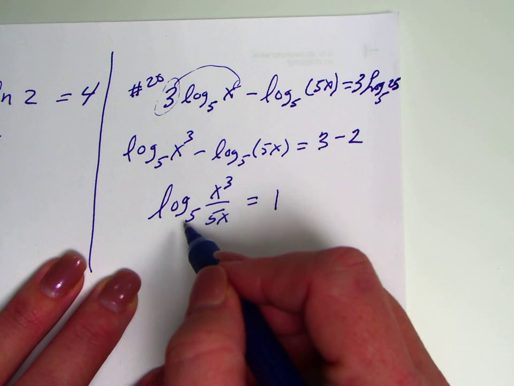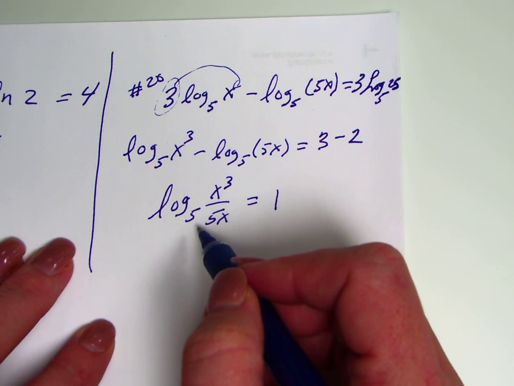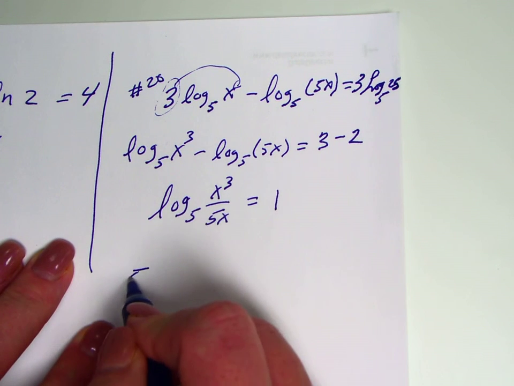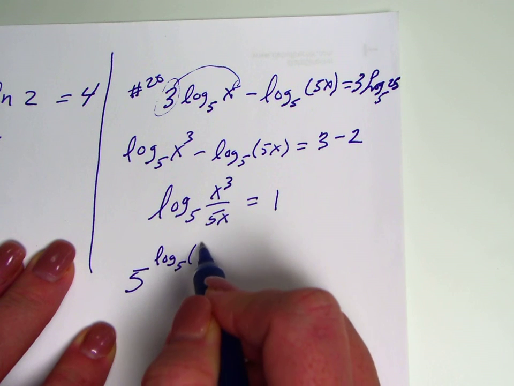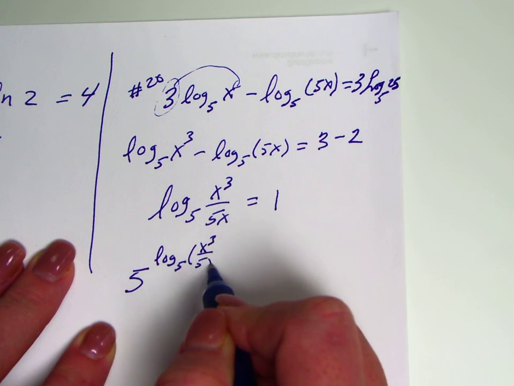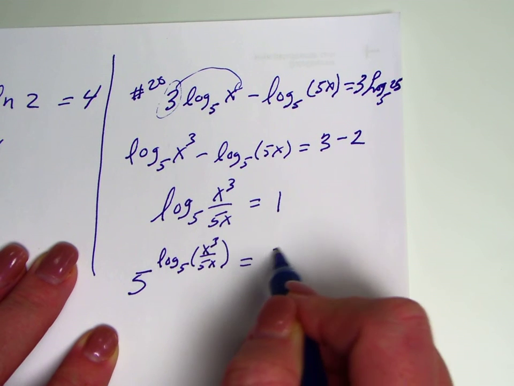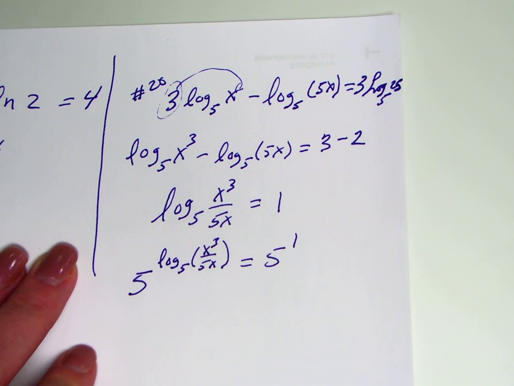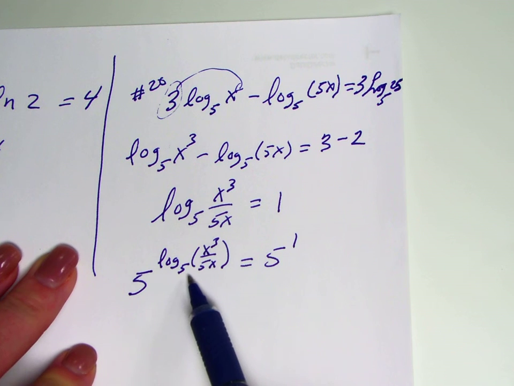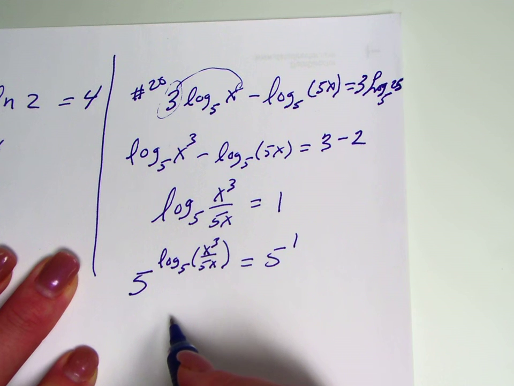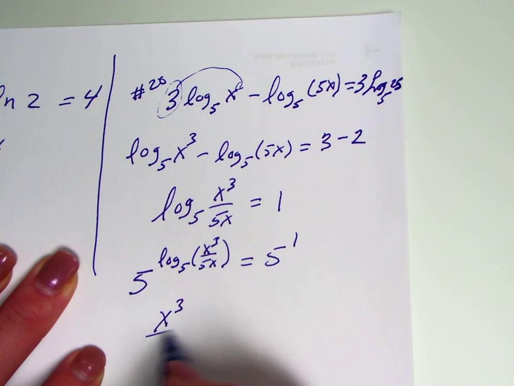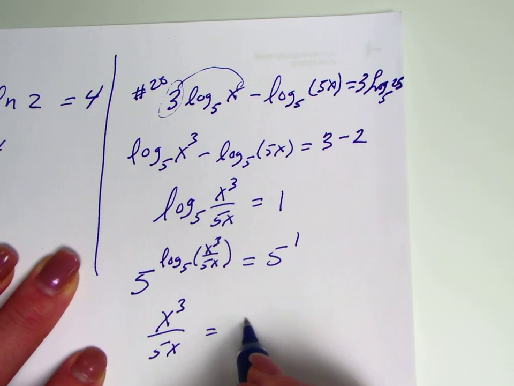To get rid of the log of base 5, we're going to have to exponentiate with a base of 5. So we're going to say 5 raised to the log of base 5 of x to the third over 5x equals 5 to the first. So log of base 5 of 5 is 1. We use the power rule to bring x to the third over 5x to the bottom. So we have x to the third over 5x equals 5.